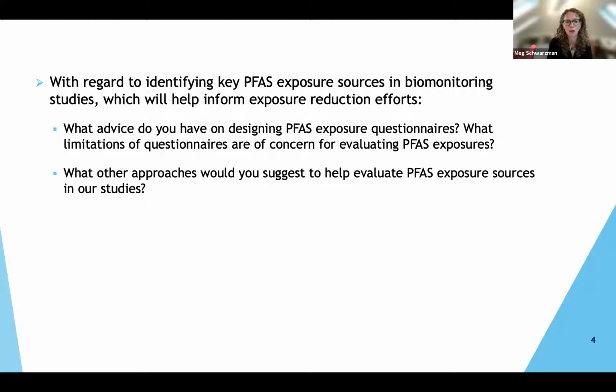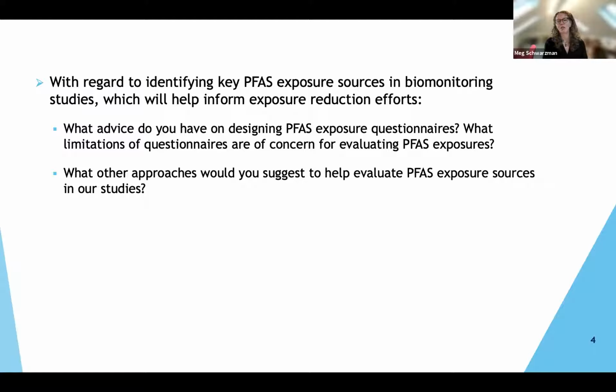With regard to identifying key PFAS exposure sources in biomonitoring studies that are intended to inform exposure reduction efforts, the questions here are, what advice do you have on designing questionnaires that are meant to assess PFAS exposure? What limitations of questionnaires are of concern for evaluating PFAS exposures? We saw multiple examples of data provided by questionnaires in the earlier presentations today. So anything that arose from that, and what other approaches would you suggest to help evaluate PFAS exposure sources in the studies, that is, other than questionnaires, I assume is the point of this question.